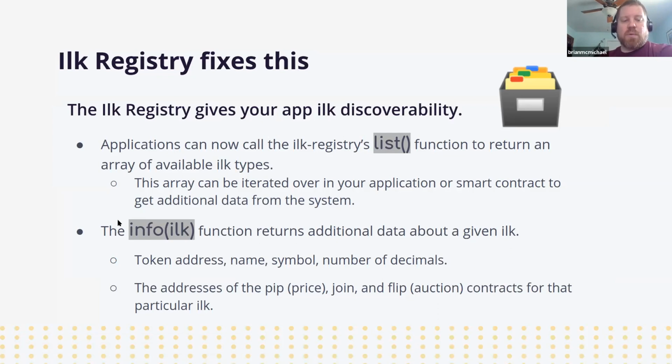There's also a helper function called info that you'll just pass the ilk information, and it'll give you the token address, name, symbol, and the number of decimals on the token. And then it'll also return some information from within MCD, like the price contract, the join adapter contract, and then the auction contract for that particular ilk. And then from there, you'd reach out to those contracts and get additional information about relevant data.